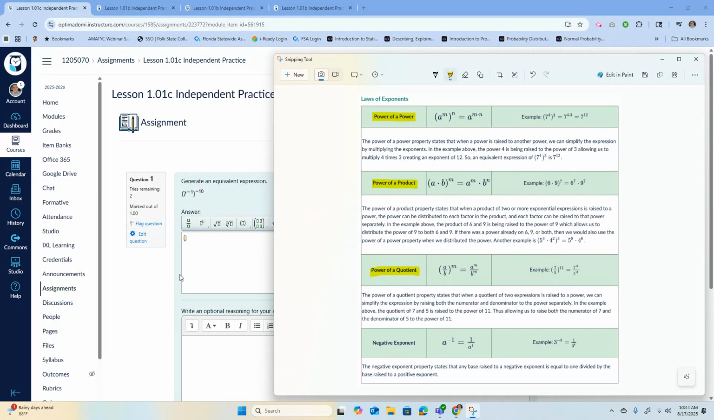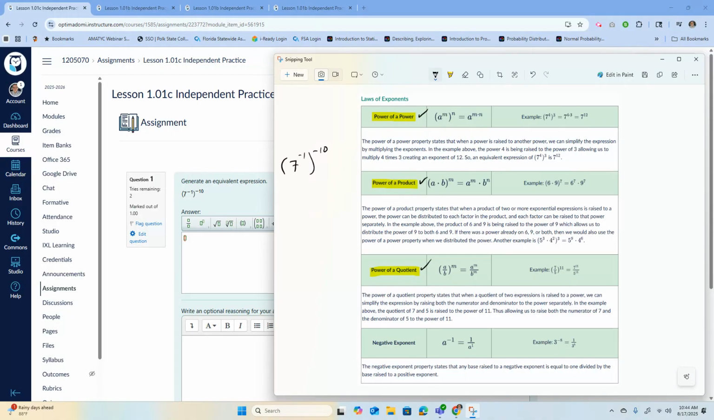So in problem number one, they're asking you to, again, generate an equivalent expression for the following exponential expression. Something very interesting in this lesson that you're going to notice is that you're going to see parentheses involved in the exponential expression in the math problem. Every time you see parentheses, you're going to be using, again, one of these rules that I highlighted in yellow. Now how do you know which one you're going to use? It all depends on what is inside the parentheses.